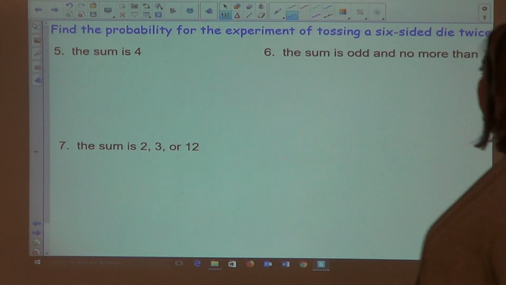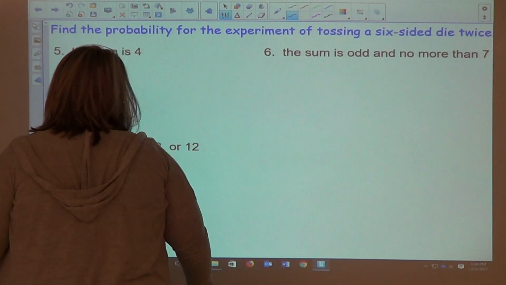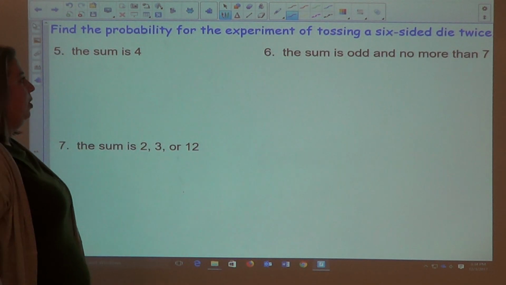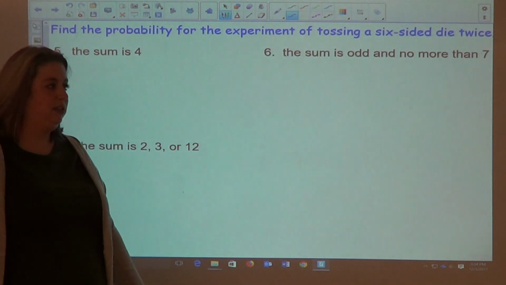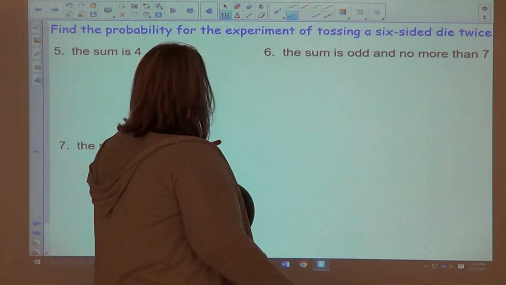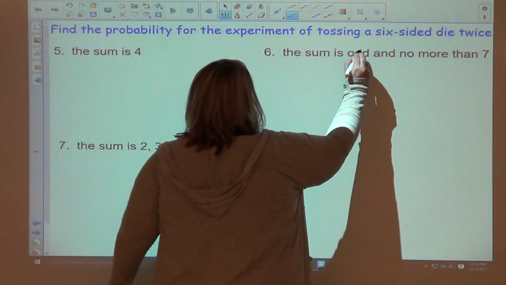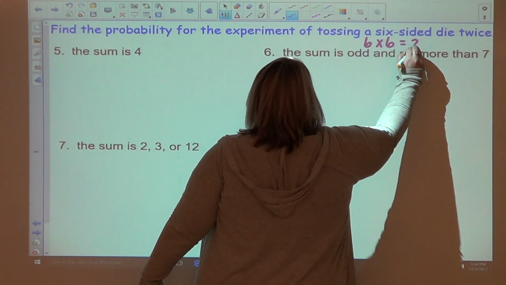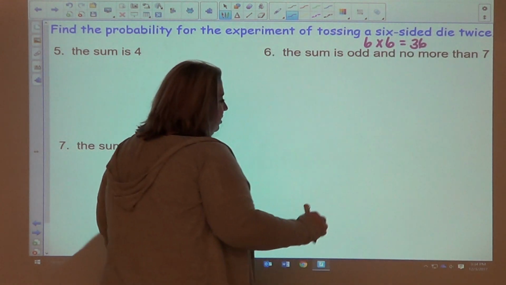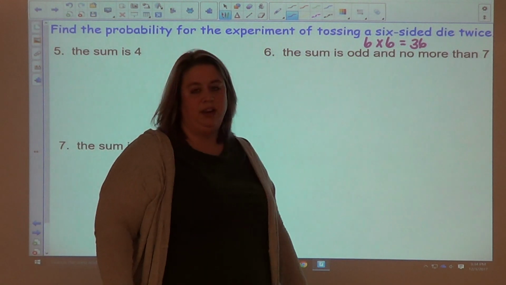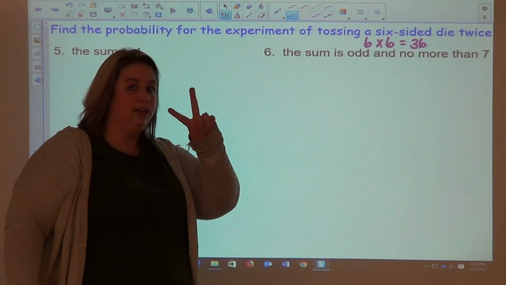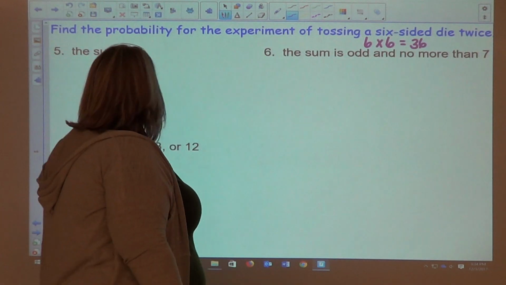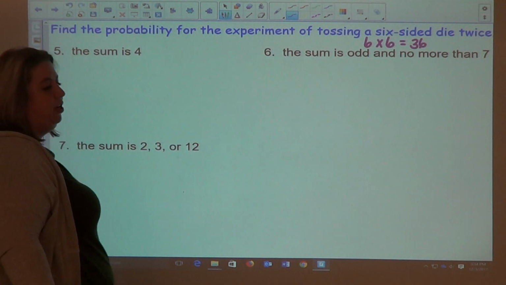Okay, so find the probability for the experiment of tossing a 6-sided die twice. Okay, well, if I want to find my sample space, if I toss it once, I have 6 options. If I toss it another time, I have 6 options. So that means my sample space is there's 36 total things that could happen when I roll 2 dice together.